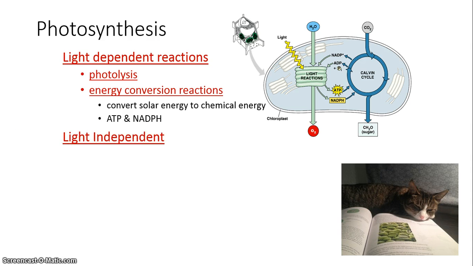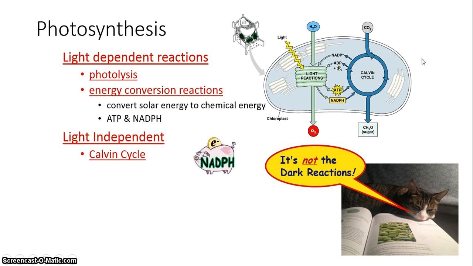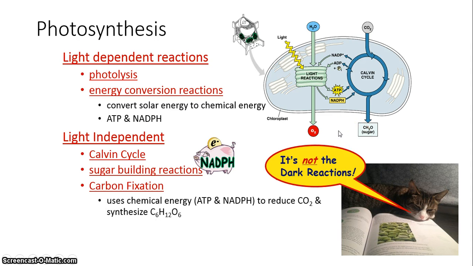The light independent reactions, these right here, also known as the Calvin cycle, is where that NADPH and ATP gets used. Remember, we're not going to call that the dark reactions, it's the light independent reactions. Here, these are your sugar building reactions. We say that the carbon gets fixed. So the inorganic carbon dioxide gets fixed into an organic form. We make it usable. And so you use the chemical energy in ATP and NADPH to reduce carbon dioxide or fix carbon dioxide to make sugars or glucose, C6H12O6.